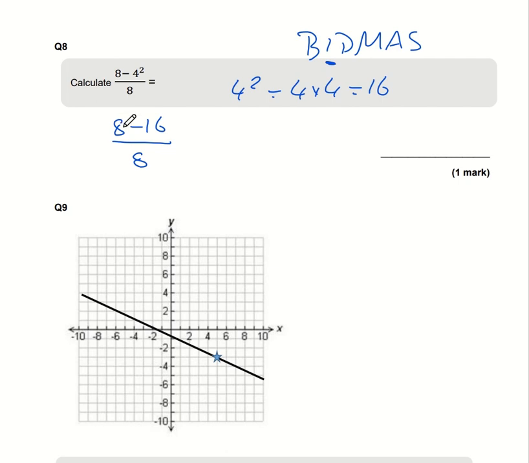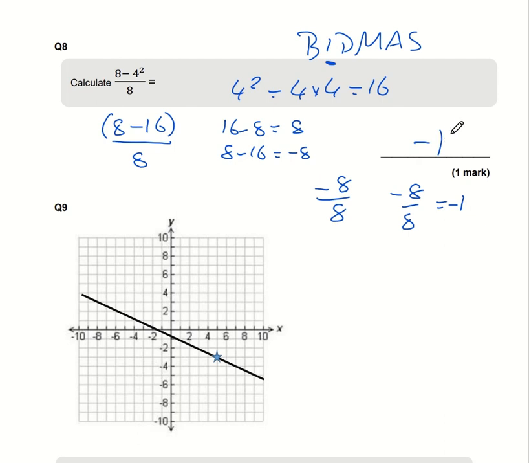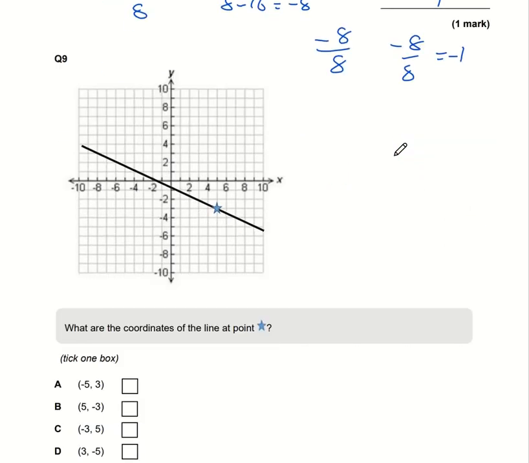So what we need to do now, it's almost as if the 8 minus 16 is in brackets. We're subtracting a larger number from a smaller number, so this is going to be a negative value. Well, 16 take away 8 is 8, so 8 minus 16 is going to be negative 8. So the question is now minus 8 divided by 8. 8 divided by 8 is 1, so minus 8 divided by 8 is going to be minus 1. A bit confusing, that one, due to the negative numbers there.